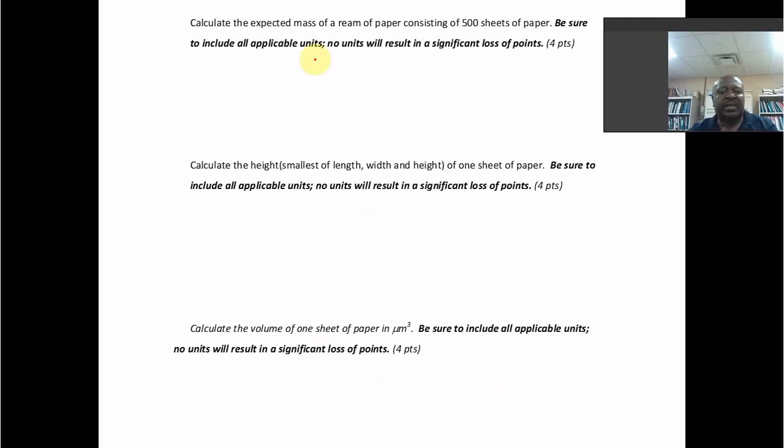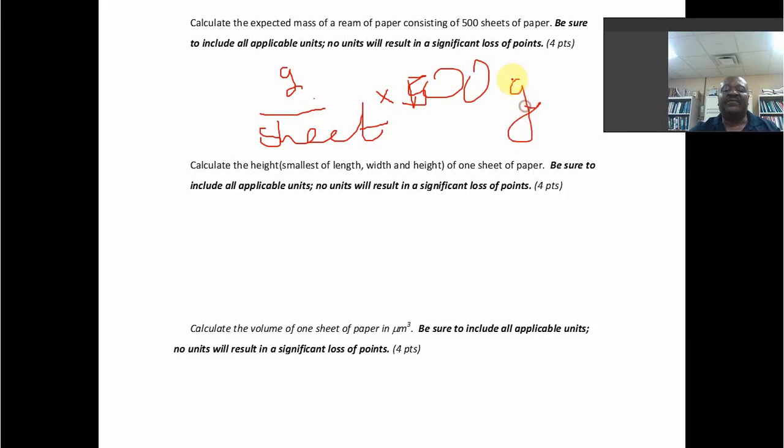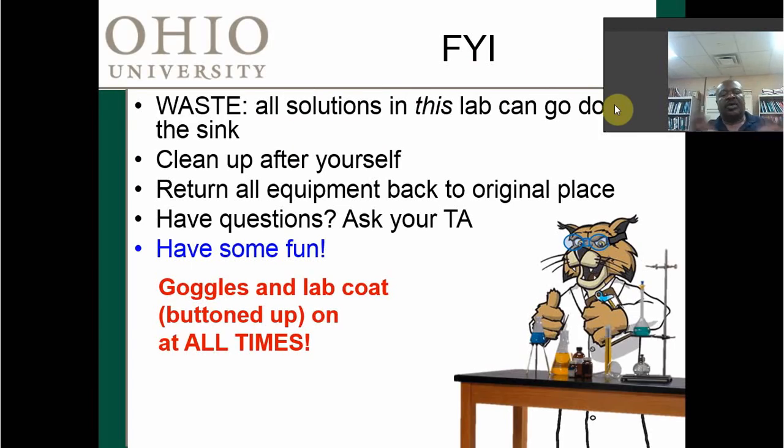So here, if you're asked to find the mass of the ream of 500, you take your answer from the previous exercise, which is grams per sheet, and then multiply by, again, we're looking at units, 500 sheets. We are interested in units and proper cancellation of units. And then you work out all the others here. So again, a simple lab, certainly doable in a short time.